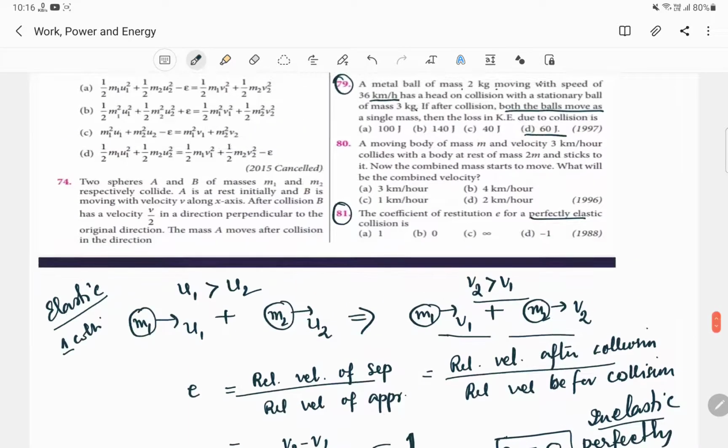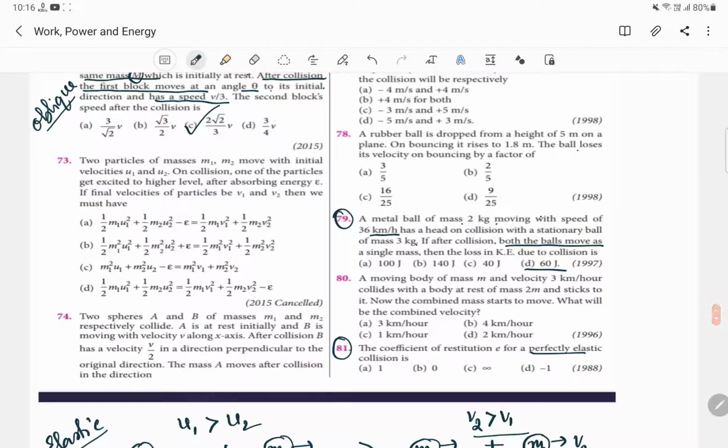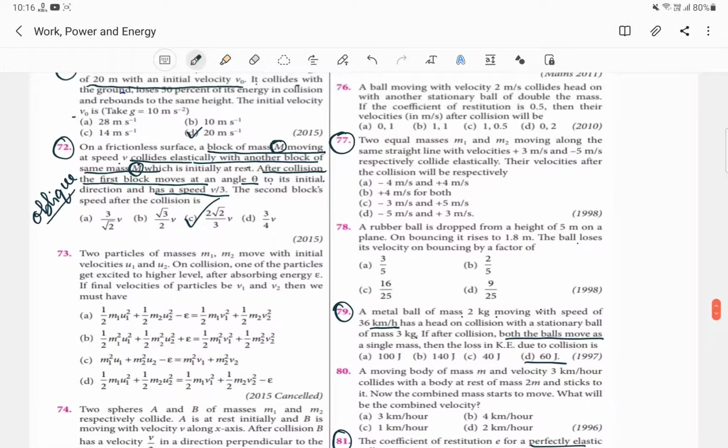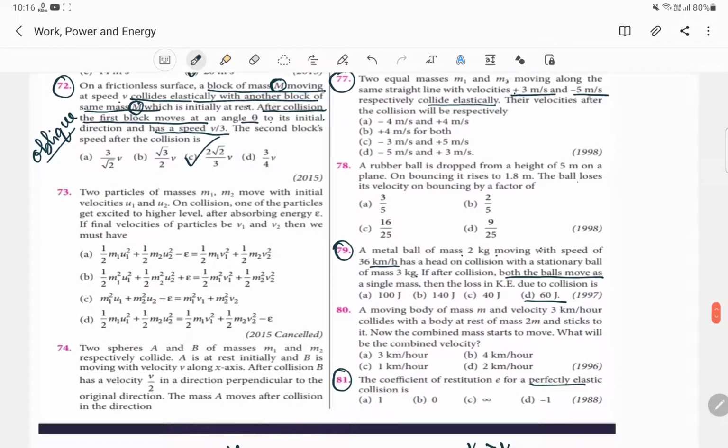Now let us do one last question for this collision topic. Question number 77. Two equal masses m1 and m2 are moving along the same straight line with the velocities plus 3 meter per second and minus 5 meter per second. Plus 3 meter per second means it is moving in the positive x direction, and minus 5 meter per second means it is moving along the negative x-axis. They respectively collide elastically. Elastically means it will follow conservation of kinetic energy and conservation of linear momentum. Their velocities after collision will be respectively?